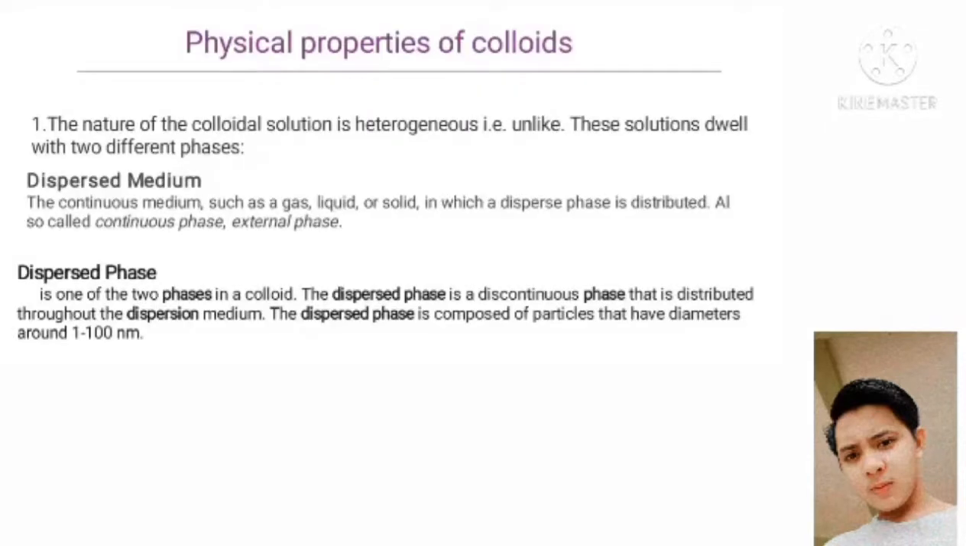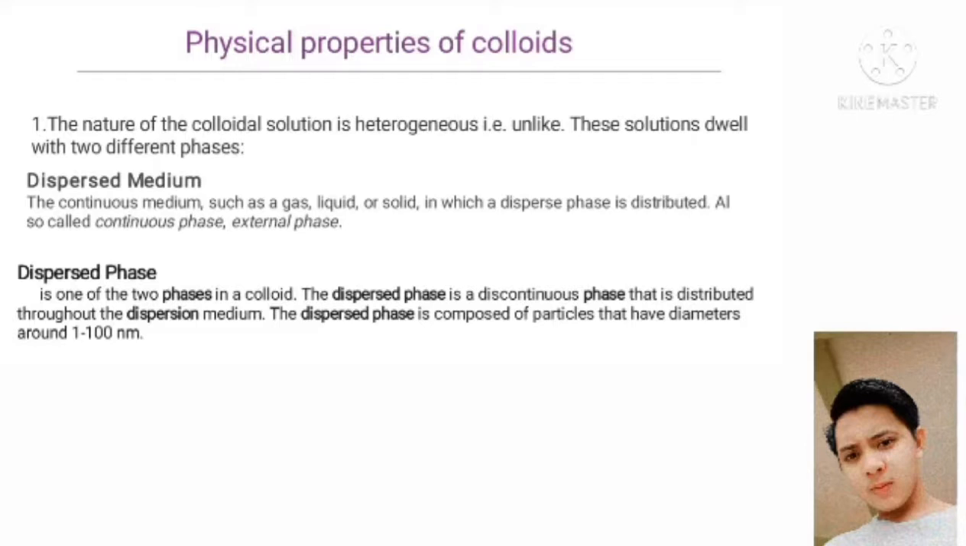Physical properties of colloids. The nature of a colloidal solution is heterogeneous, unlike true solutions, with two different phases. The two different phases of colloids are the dispersed medium and the dispersed phase. Dispersed medium is the continuum medium such as gas, liquid, or solid in which a dispersed phase is distributed, the so-called continuous phase or external space.